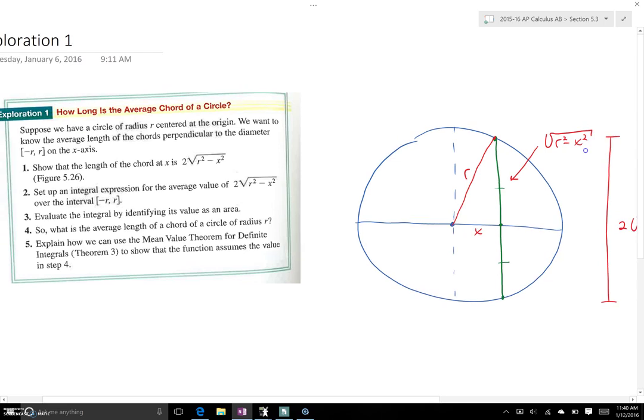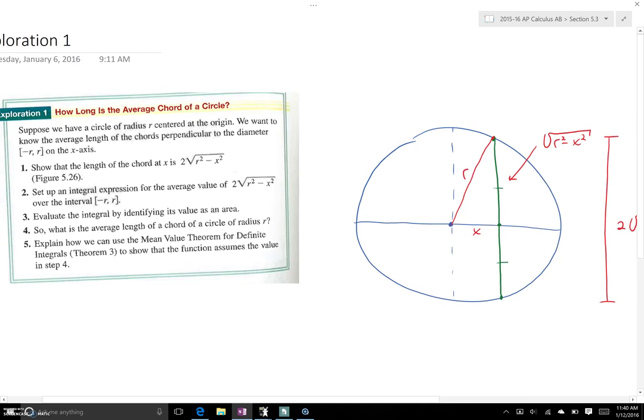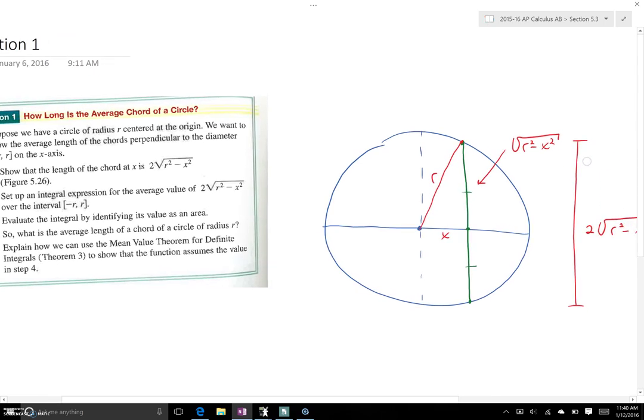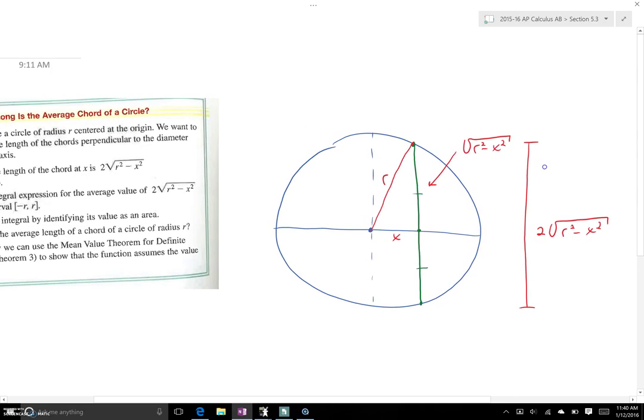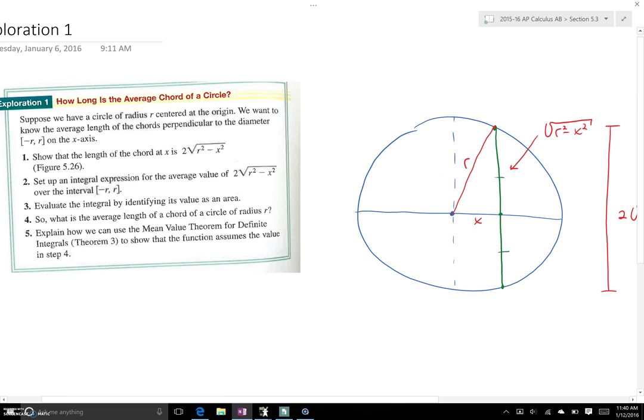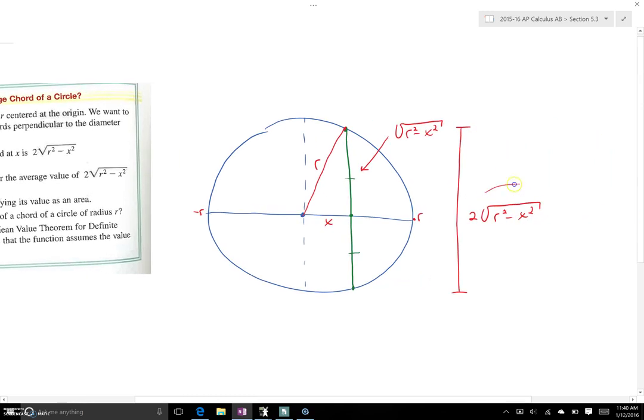Okay. So that's question 1. Show that the length of the chord at a position x is given by that expression. So we found that out geometrically. 2, it says set up an integral expression for the average value of the length of the chord over the interval negative r to r. So over here would be negative r, over here would be r. We just found our expression for the length of the chord. Let's call this L.